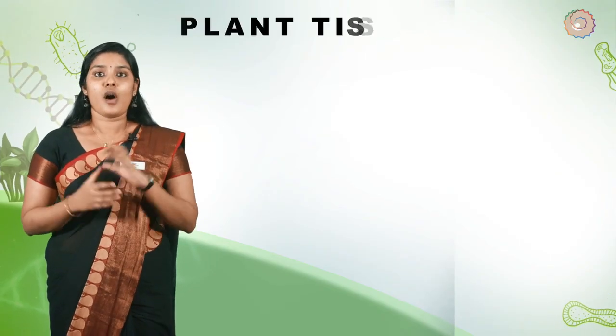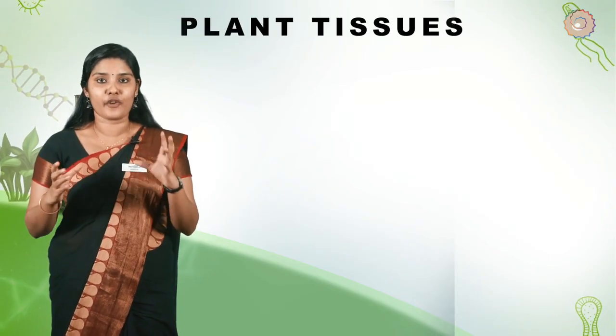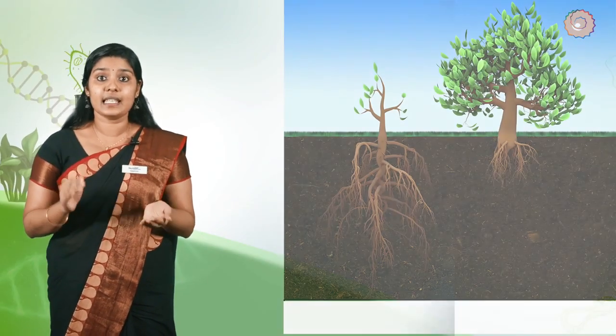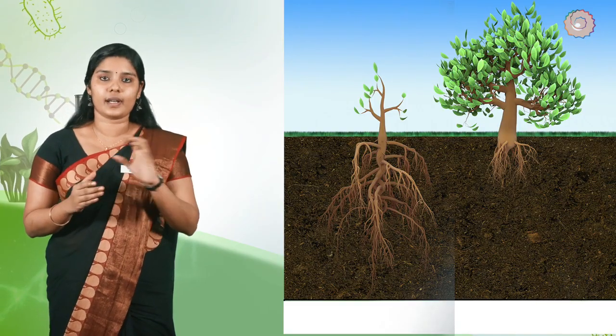Plant tissues. All living cells divide and form new cells. This helps in the growth of living organisms. In animals, growth is uniform. That is, all parts of their body develop uniformly, whereas in plants, growth is localized.